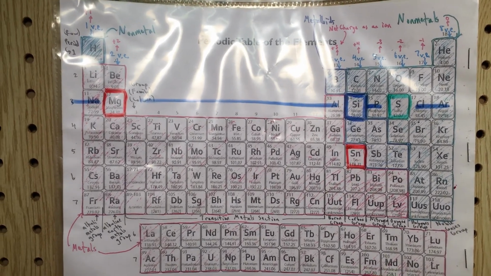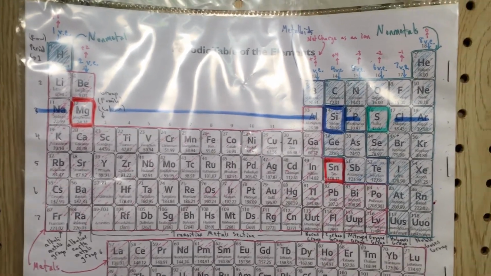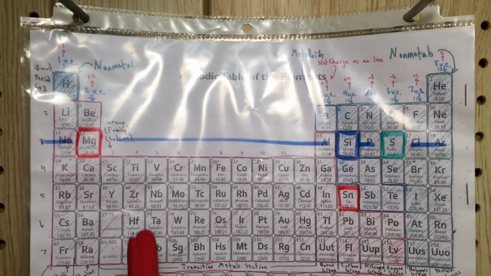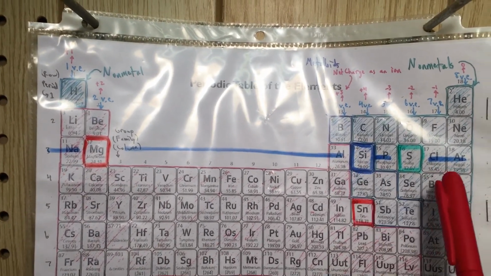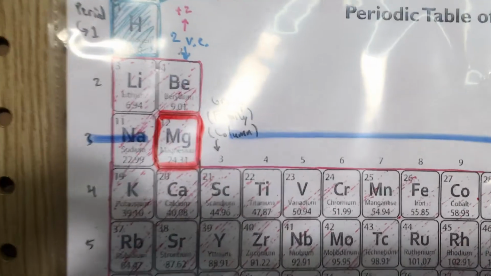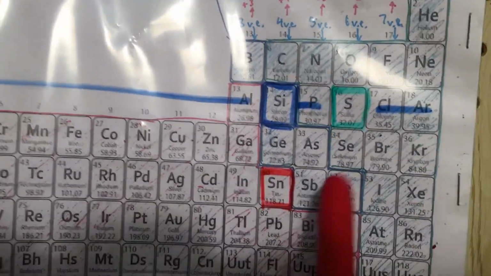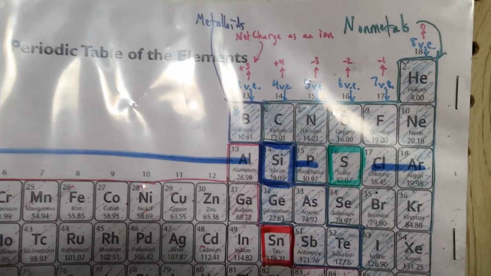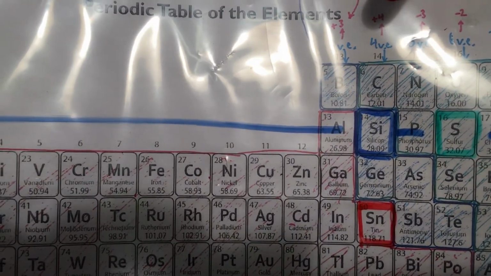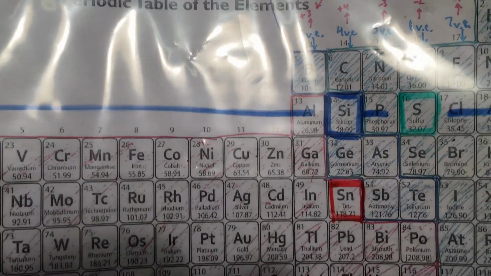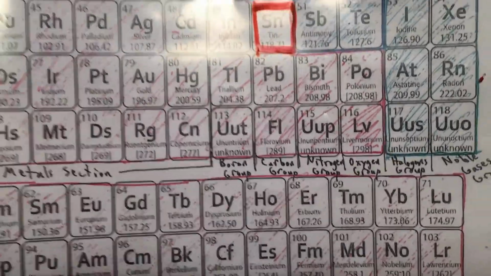Out of these four, 3 of these elements are in the same period, the same row on the periodic table. Magnesium, silicon, and sulfur are all in period 3 going across, but silicon and tin also are in the same group going up and down. They are in group 14 with carbon. We call that the carbon group.